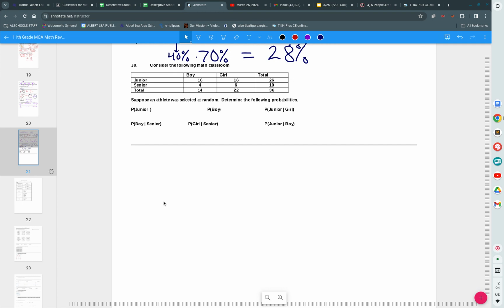Here's a table. We are going to choose a student, not an athlete, from a math class. This math class has 36 total students in it. And the question is, what is the probability that we select a junior? Notice it's divided among boys and girls and juniors and seniors. What's the probability that a junior is selected?